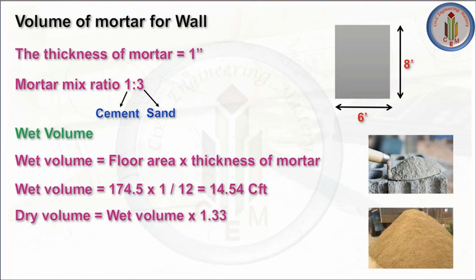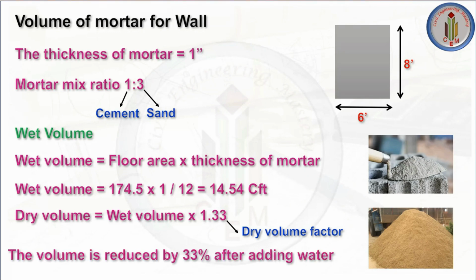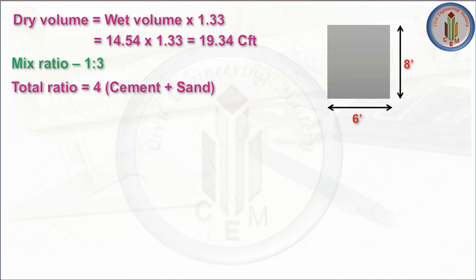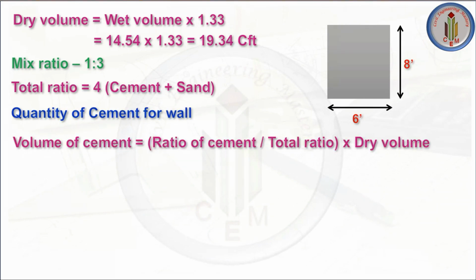Dry volume is equal to wet volume multiplied by 1.33. As I told you before, we are applying the dry volume factor to the wet volume. Wet volume is 14.54 multiplied by 1.33. We get 19.34 CFT. Mix ratio is 1:3, total ratio is 4. Next we need to calculate the quantity of cement for wall. Volume of cement is equal to ratio of cement by total ratio multiplied by dry volume. So we get 4.835 CFT.